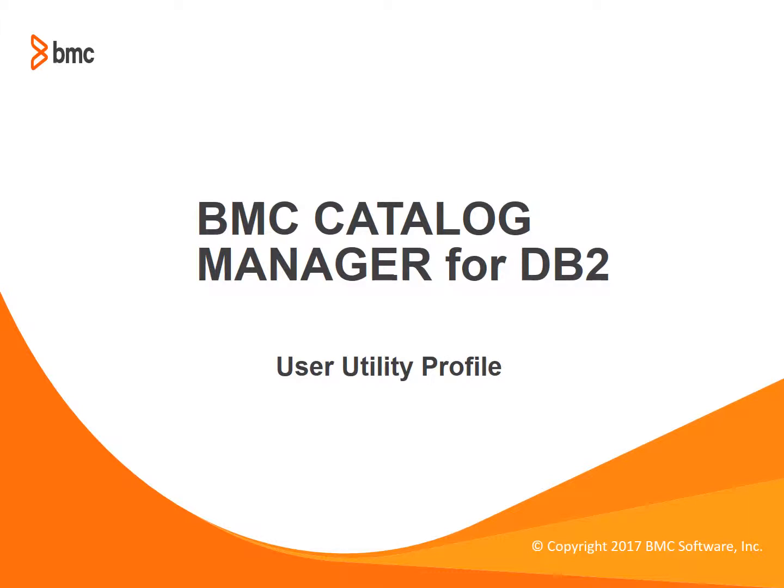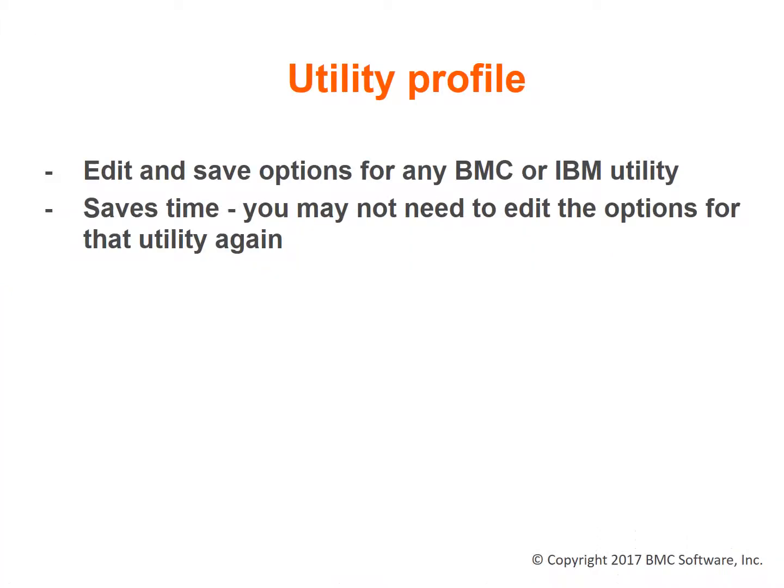If you use Catalog Manager to generate either BMC or IBM utilities, you'll be interested in the Catalog Manager User Utility Profile feature. A utility profile will allow you to edit any BMC or IBM utility and save any options that you change. You may not need to edit the utility options for that utility again because Catalog Manager will use what has been saved in the profile.